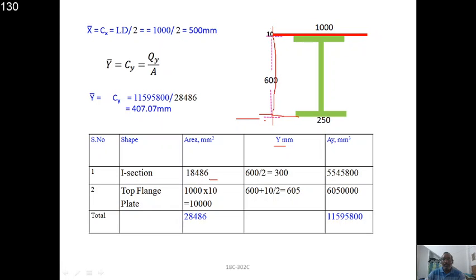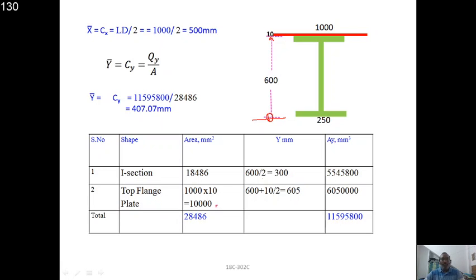To make it entirely come into the first quadrant, we need to start the y axis from this point onwards, so that it completely comes into the first quadrant. Therefore, from this point, y1 is the total depth of the I section by 2. The total depth is 600, therefore 600 by 2, because this is the origin point.